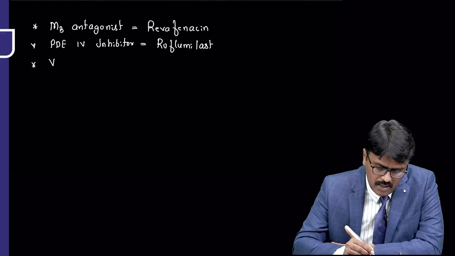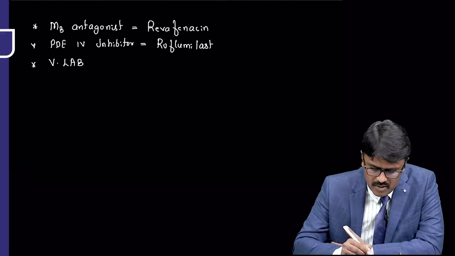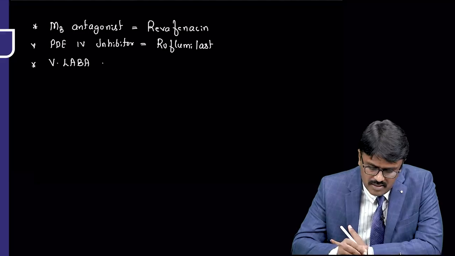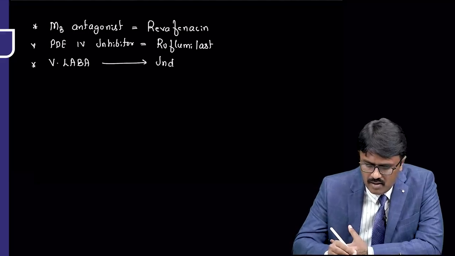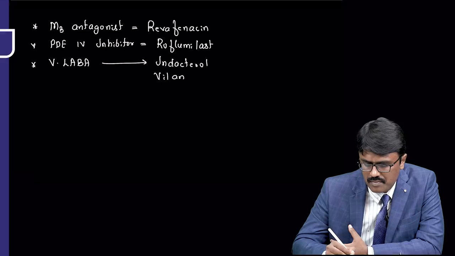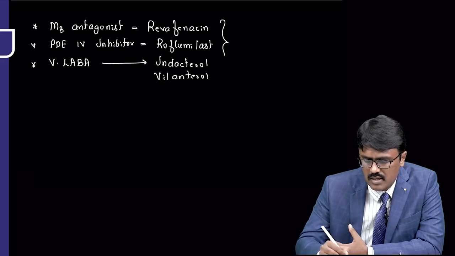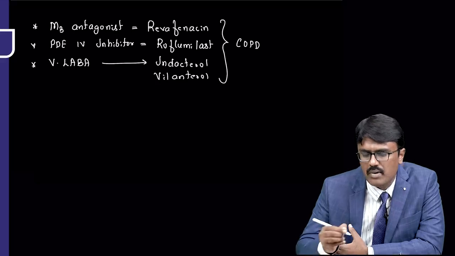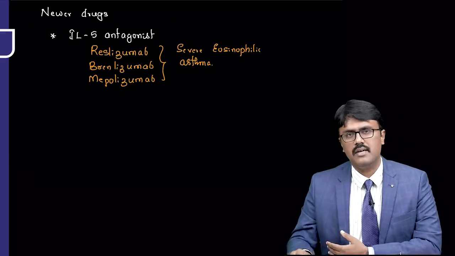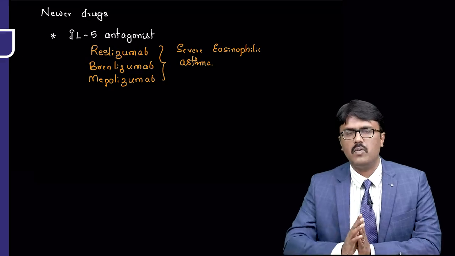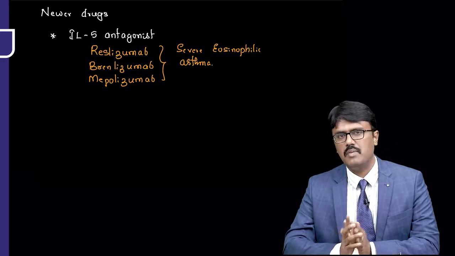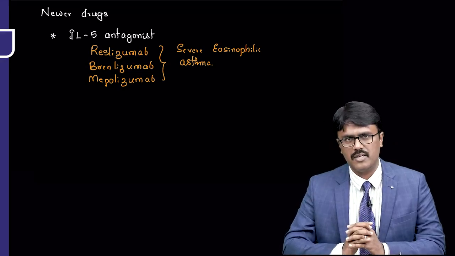Then we have VLABA. You may ask a question, sir, what is VLABA? It is nothing but very long-acting beta agonist. So the name is indacaterol. Then vilanterol. So these are the recent drugs approved for COPD management. Right? So with that, I have completed the drugs used in asthma. Please remember what are used for prophylaxis, what are used for attacks. And I have explained the things. And remember the adverse effect of salbutamol, very, very important. Thank you all.